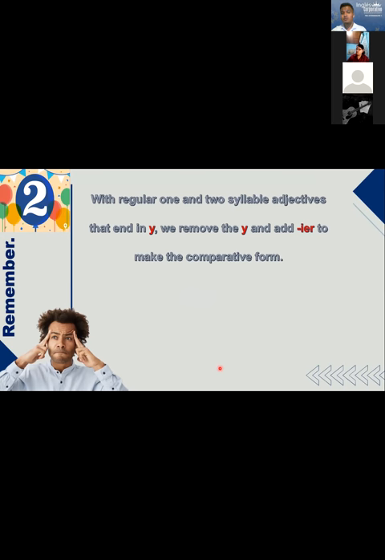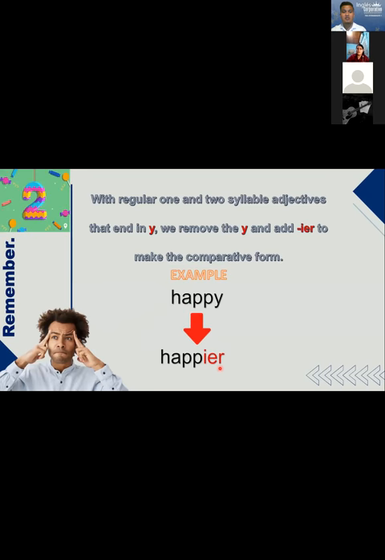We have another rule that says that with regular one and two syllable adjectives that end in the letter Y, we remove the letter Y and we change it for a letter I and we add ER to make the comparative form. Adjetivos que terminen en Y, we change the Y por la I latina plus ER to make the comparative. Example, happy, happier. Okay? Are we understanding, guys? Yes, teacher. Okay.